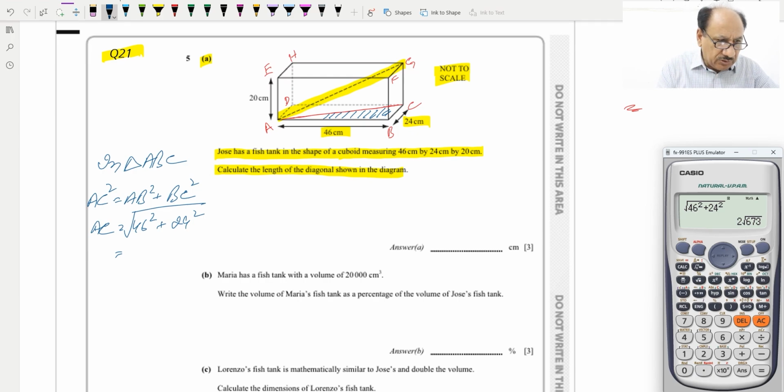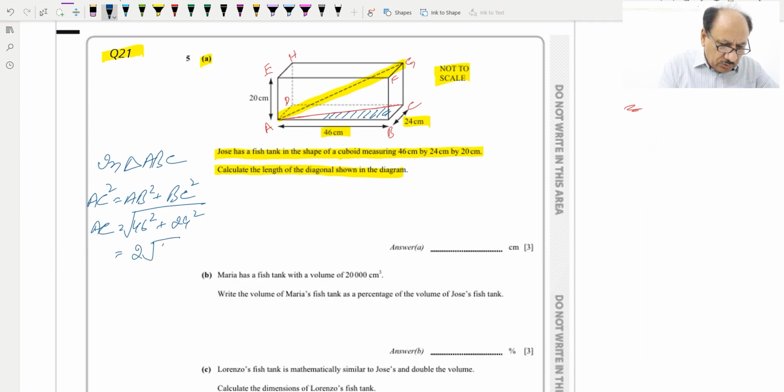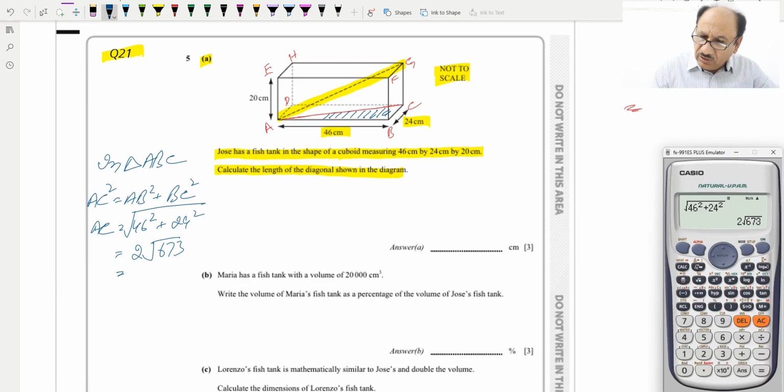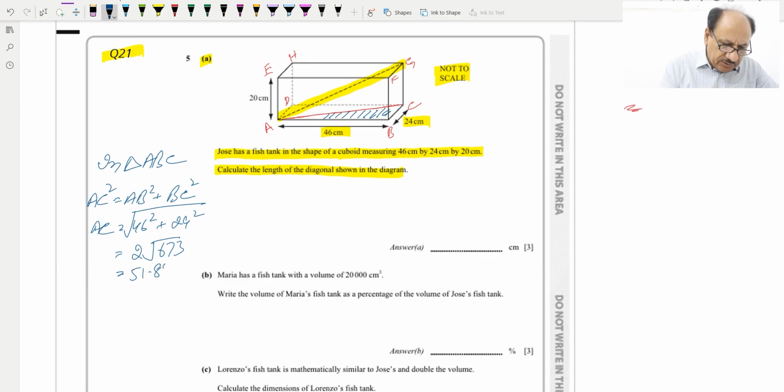46 square plus 24 square is 2 square root of 673, which we can write as a decimal value, and the decimal value will be 51.88. 51.88 centimeters, we got the AC value, and now after this we can consider this triangle.